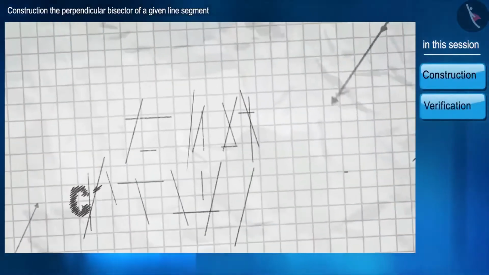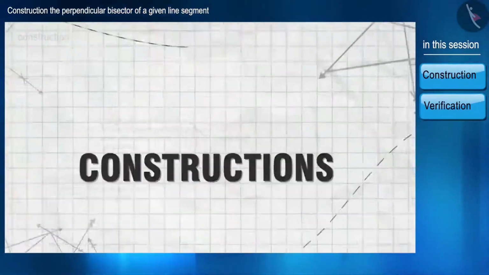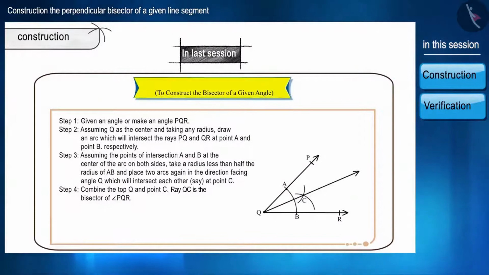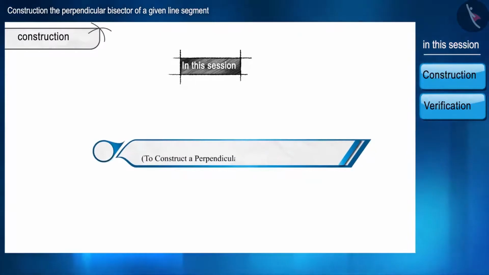Hello friends, welcome to this session on constructions. In the previous session, we learned how to construct the bisector of a given angle and also gave proof that the construction we made is right. In this session, we will learn to construct a perpendicular bisector of a line segment and will prove that the construction is correct.